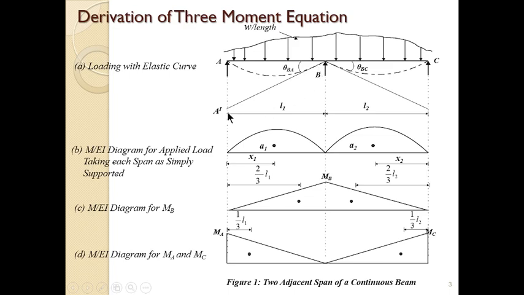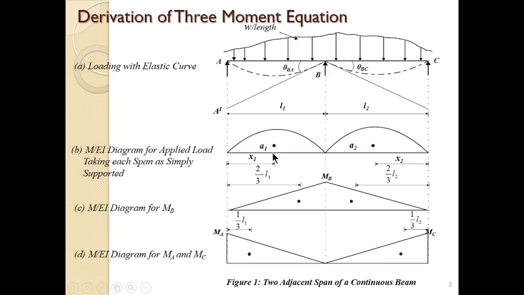Now, this is the length of the first span L1, and this is the length of the second span L2. If you come down here, you see what we call the M over EI diagram, that is moment divided by the flexural rigidity. This is for the applied load. The applied load is a UDL, and for a UDL, this is the shape of the simply supported bending moment diagram for this span, and this is it for the other one.